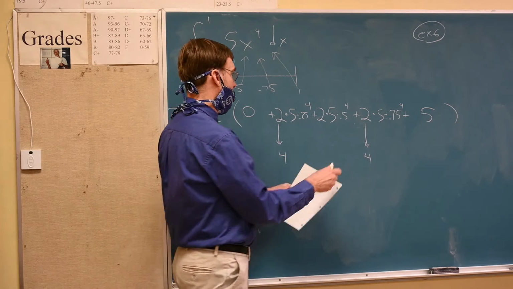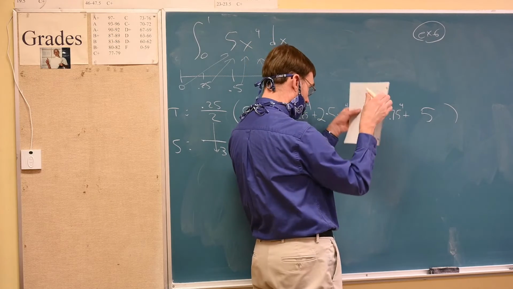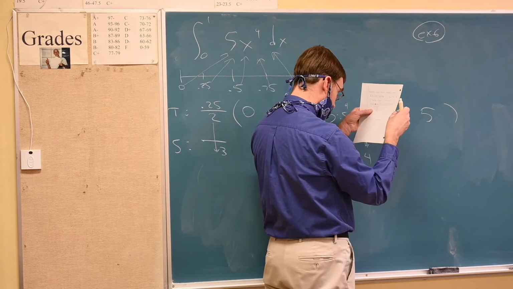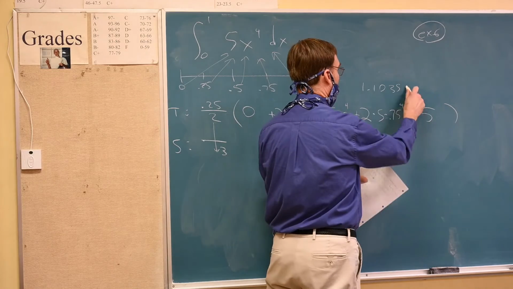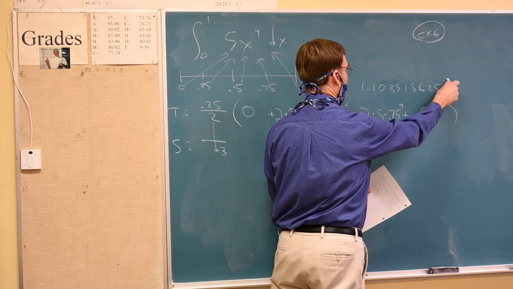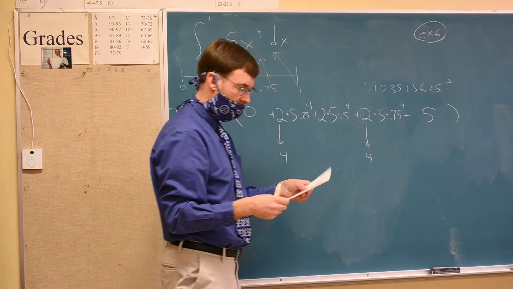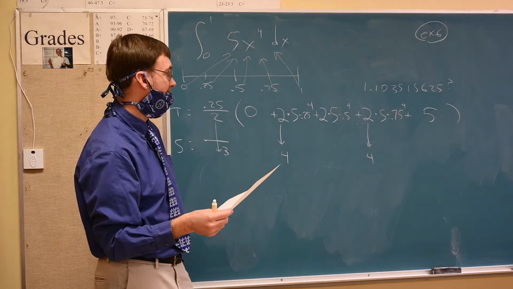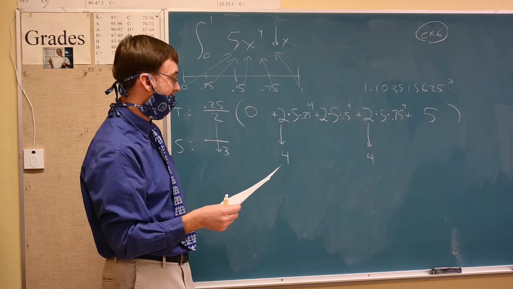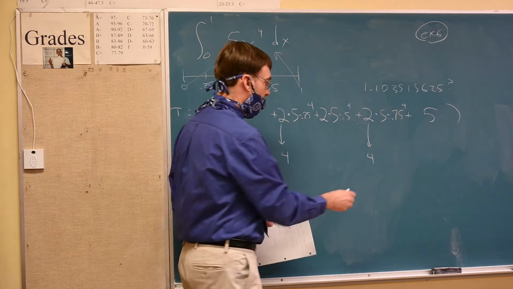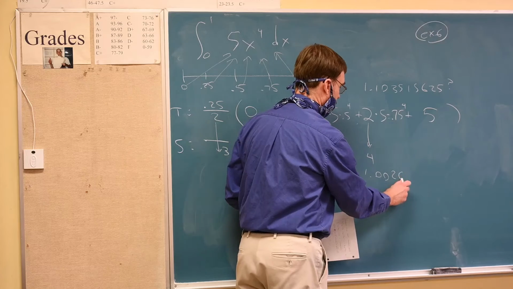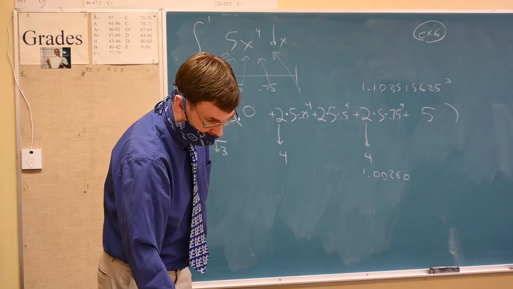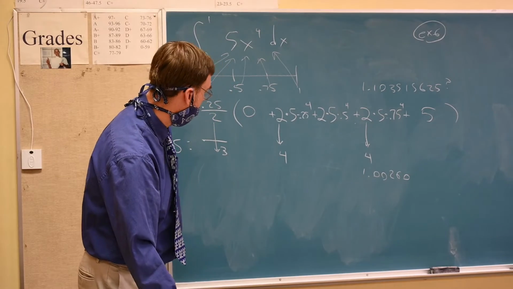I'm going to say trapezoid is 1.103515625, and for some reason in my notes I have a question mark, so maybe somebody disputed me on that and I'm doubting it for some reason, but I'm going to say that is my best idea for now. Simpson's Rule I have is 1.00260. And I don't have a question mark on that in my notes, so I think I'm probably standing by that one.